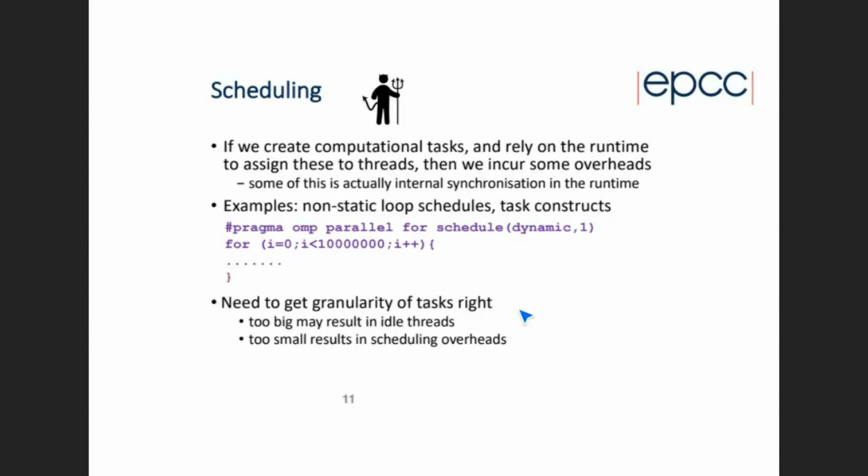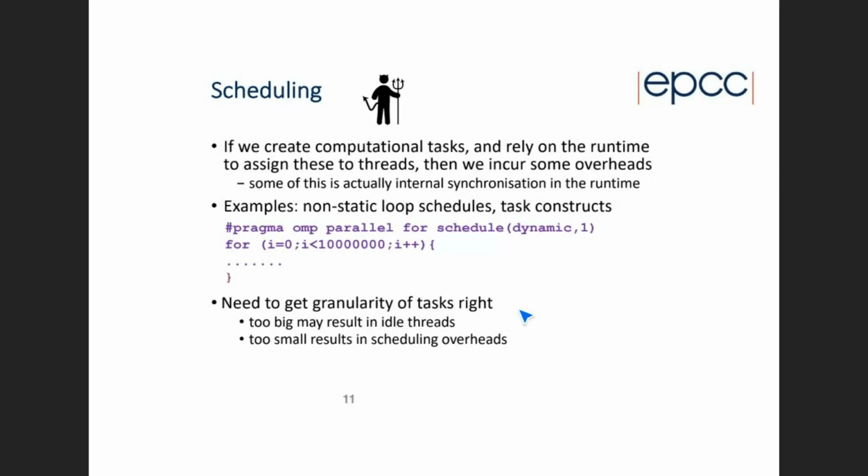In this case, what it's really about is getting the granularity of tasks right. So if we're specifying computational tasks, then we may need to think carefully about what's the right granularity of a task. And that may not be the granularity that naturally arises in the code or in the algorithm. And obviously it can be a balancing trick.